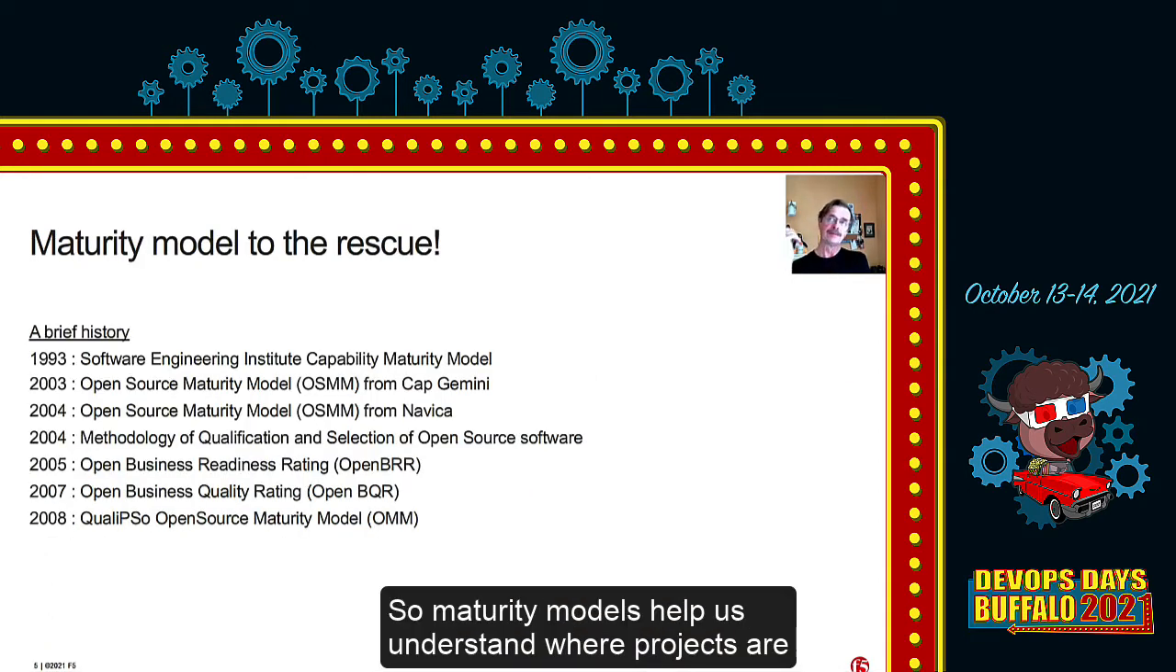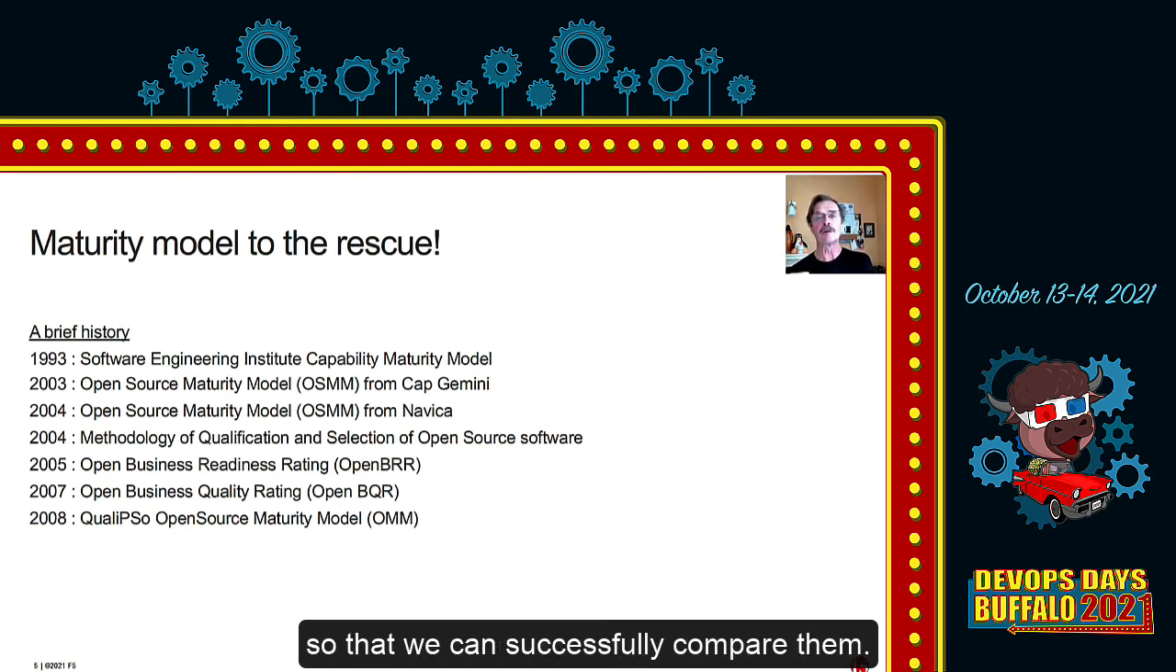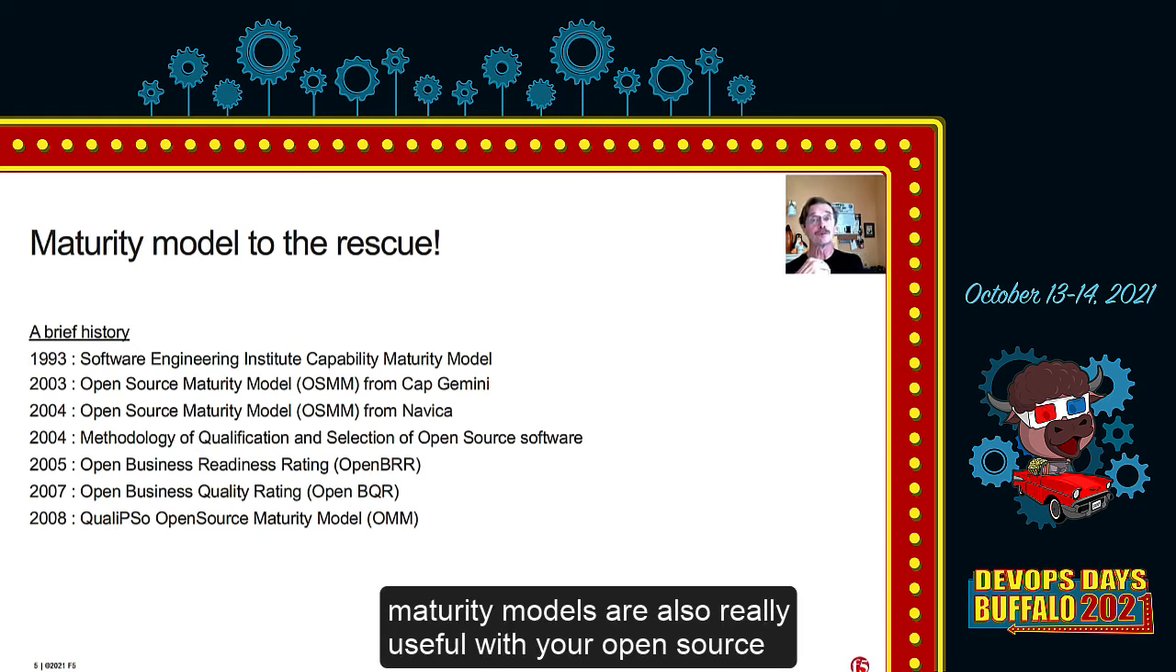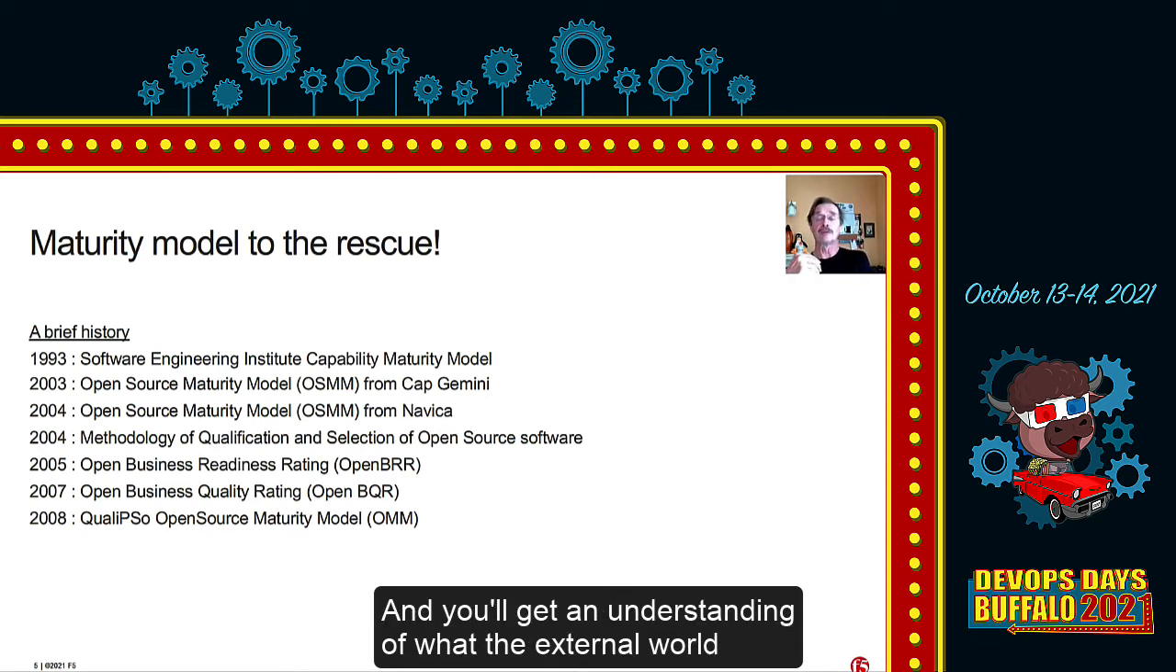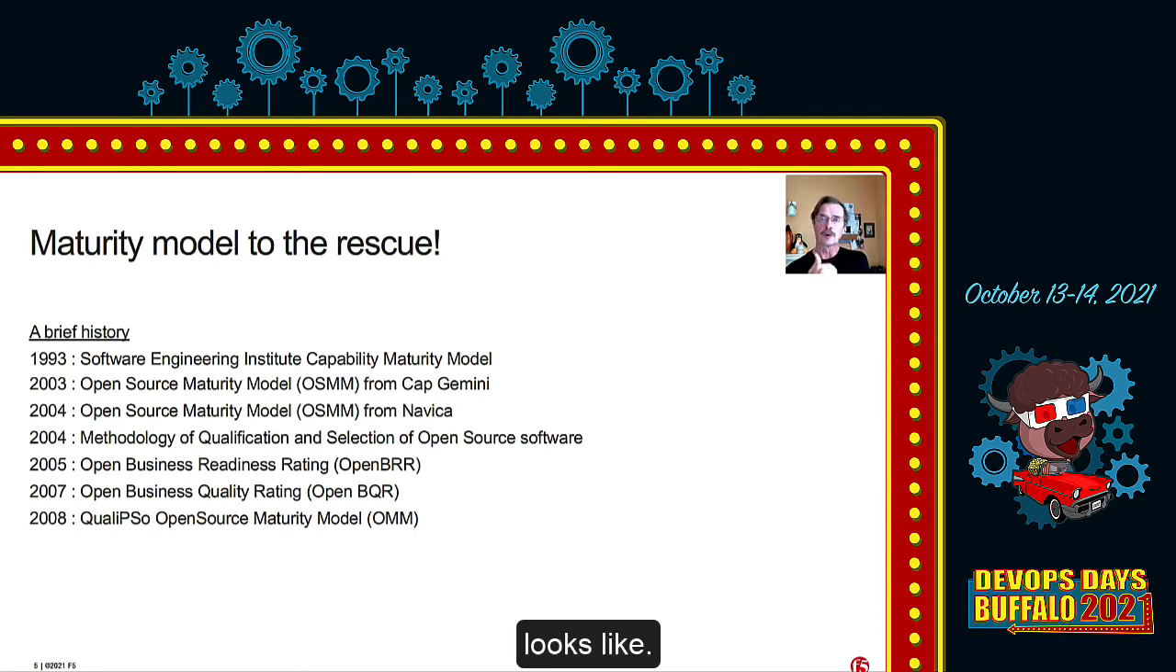So, maturity models help us understand where projects are so that we can successfully compare them. And by the way, maturity models are also really useful with your open source projects. Measure against what the maturity model looks like, and you'll get an understanding of what the external world looks like.